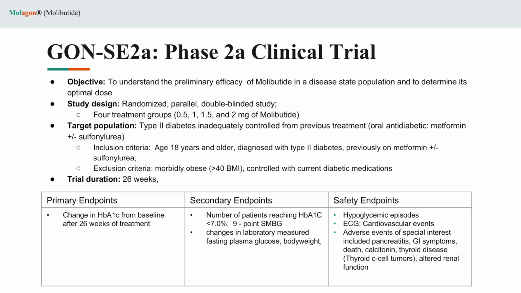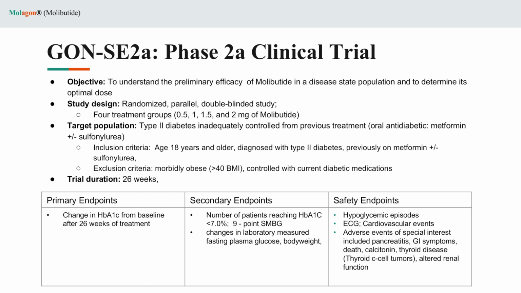The primary endpoint will be the change in HbA1c from baseline, week 1, after the 26 weeks of treatment. For the secondary endpoint, we want to further evaluate the efficacy of molybutide by seeing the number of patients reaching a HbA1c level of less than 7%. Also, for the secondary endpoint, we're looking at a 9-point self-monitoring blood glucose level, so we can better monitor before meals, in between meals, and after meals glucose levels. In addition, we are also looking at other changes in laboratory measures, such as fasting plasma glucose levels and body weight.